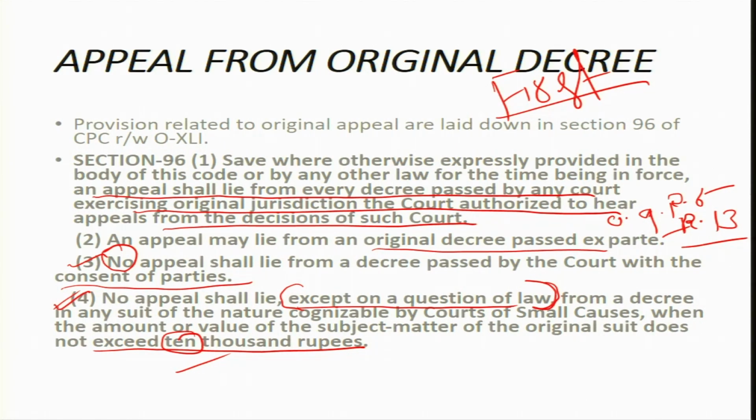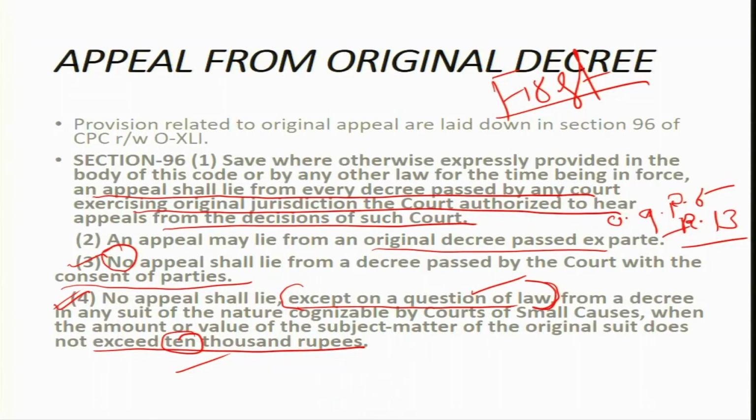It means there can be appeal on a question of law against the decision of the small causes court. Small causes court means the court which is deciding the small, petty matters, not that much important. Value has also been mentioned here, 10,000 rupees. Earlier this limit was 3,000 rupees. Now the limit is 10,000 rupees. So, question of law, this is what you have to understand.